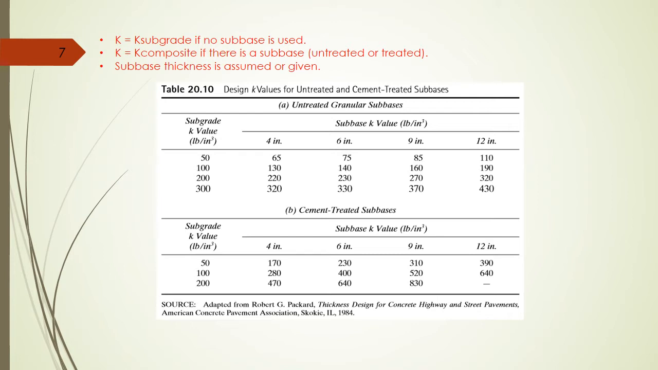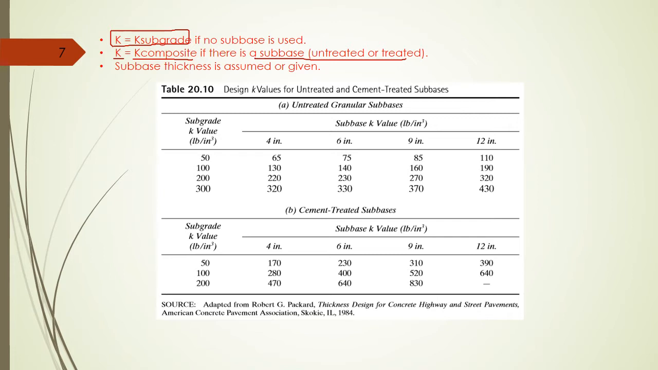The modulus of subgrade will be equal to K subgrade if no subbase is used in the PCA method under the concrete slab, or the modulus of subgrade K will be equal to K composite, which represents both subbase and subgrade. The subbase has two scenarios: untreated subbase or treated subbase.